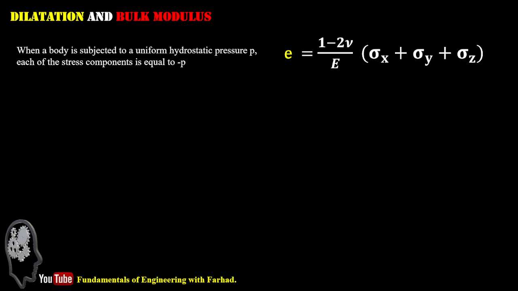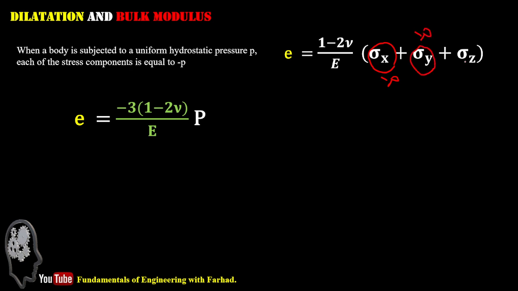And another term we have is the bulk modulus. So if we just consider when a body is subjected to a uniform hydrostatic pressure of P, then you can replace all these stresses by negative P, negative P, negative P. That's the effect of a hydrostatic pressure of P.